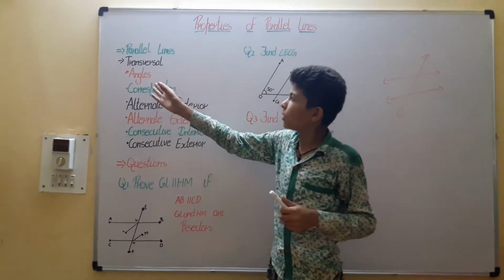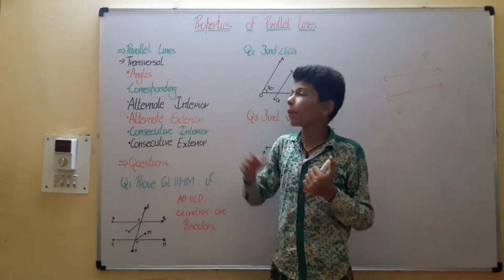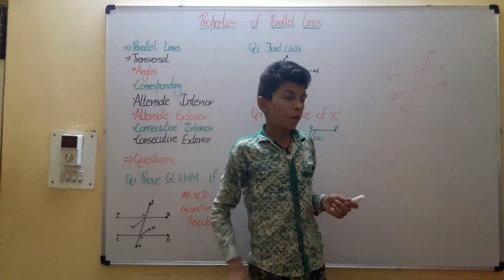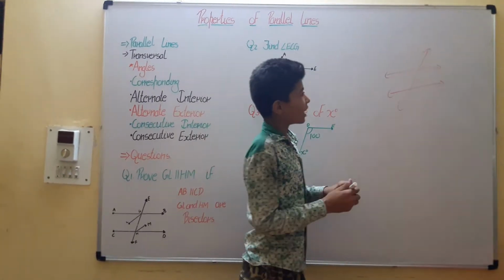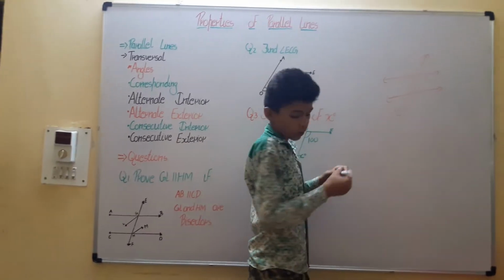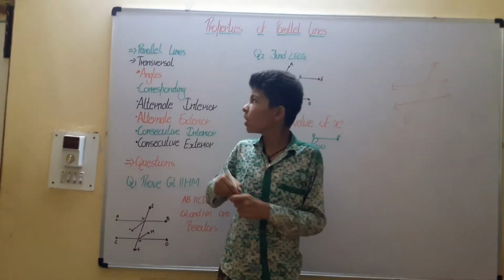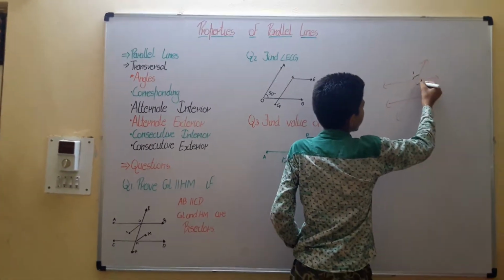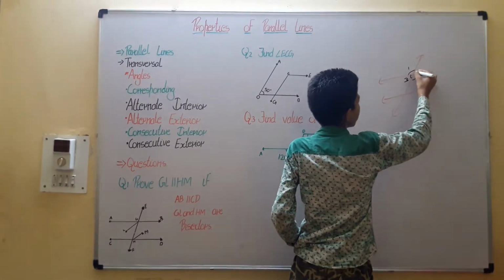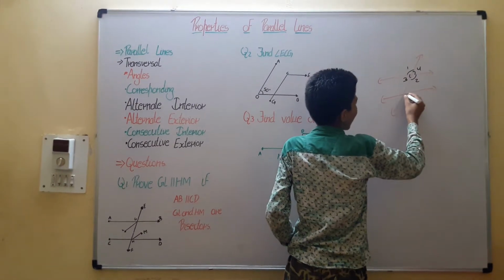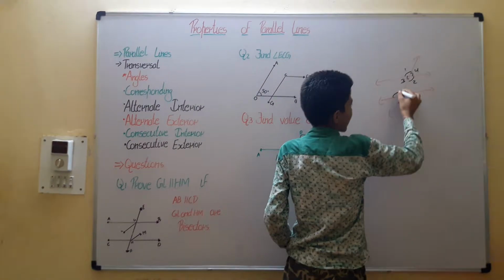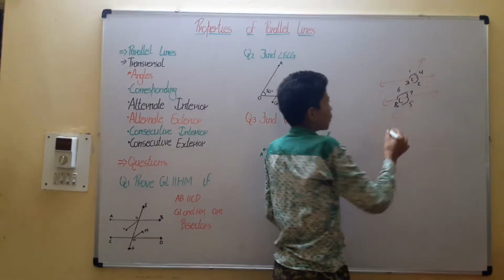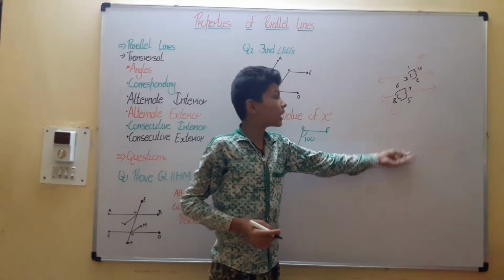Then let's learn about the different types, or the properties, of the angles formed by the transversals. So we have a transversal. First, let's name all the angles which a transversal could form. Let's consider this as angle 1, angle 2, angle 3, angle 4, angle 5, this is angle 6, angle 7 and angle 8. So we have drawn a total of 8 angles.